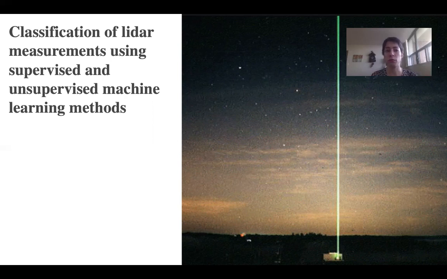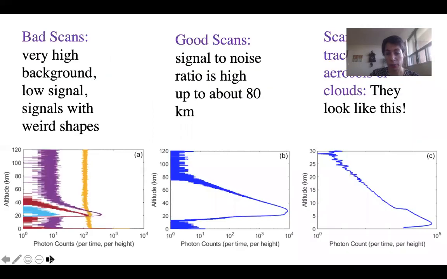Depending on the laser type, we can give you more information about the density of different molecules in the atmosphere. One typical scan when we record our signal looks like this, in plot B here. What we see is photon counts on the x-axis and altitude on the y-axis. For example, we can say that at about 50 kilometers, we received about 1,000 photons for the specific integration time for that specific height.